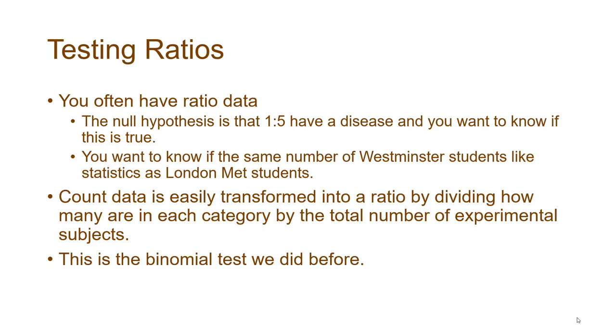You can also use it to test ratios, to see what percentage of people fall in each of the different categories. If you know something about diseases, you could compare them from different locations. So Westminster against London Met, what's the probability of students having chlamydia, for example? You could transform the count data into a ratio and then use the binomial test. But if you've got more than two categories, then you have to use a chi-squared.